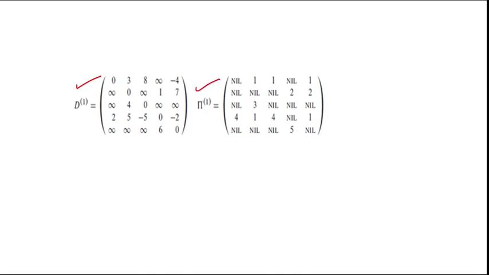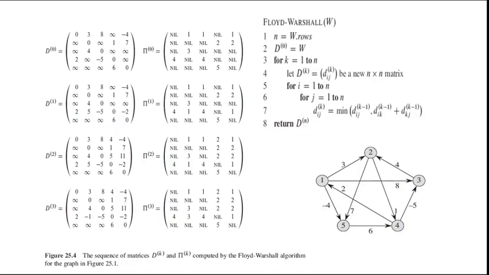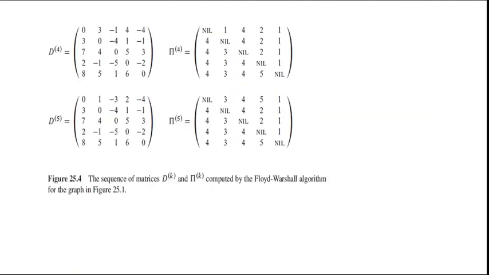Like that, if you continue, finally you will get D2, D3, and then D4, D5. This is your final result, D5 and pi 5. Why D5 and pi 5? Because 5 vertices are there, so I have to go up to 5. So like that you stop here.